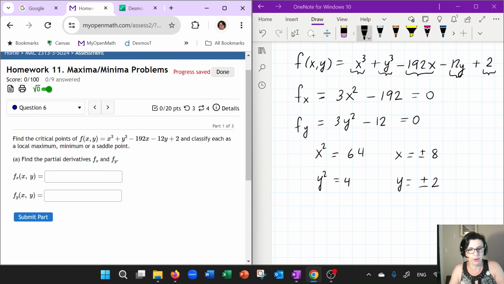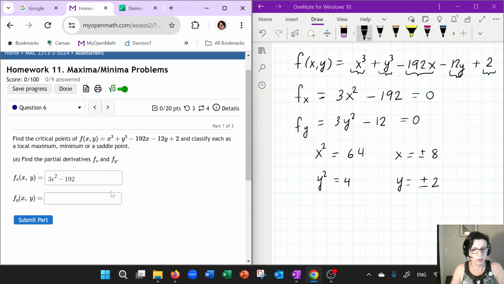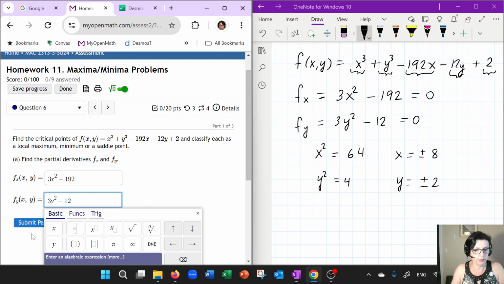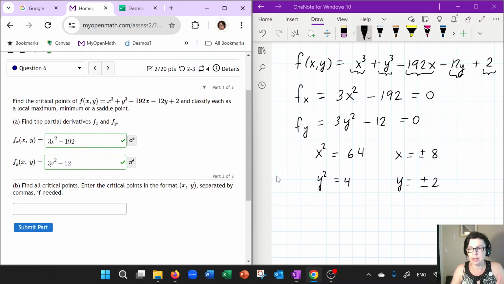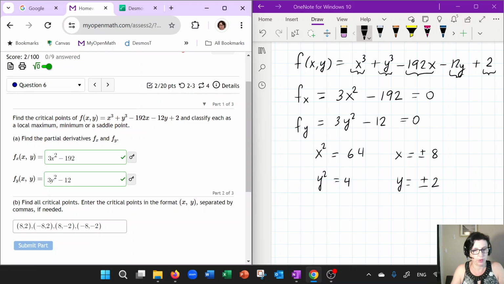So let's see if we can fill this out. This will become 3x squared minus 192, and this will become 3y squared minus 12. Solving that, we get a whole bunch of critical points because x could be either plus or minus 8, and y could be either plus or minus 2. So all possible combinations: one positive, one negative, or both positive or both negative. So those are your 4 critical points.